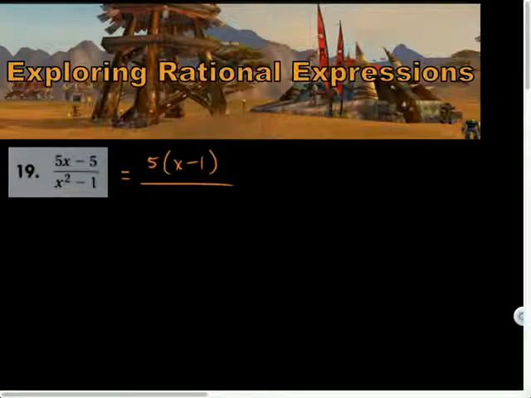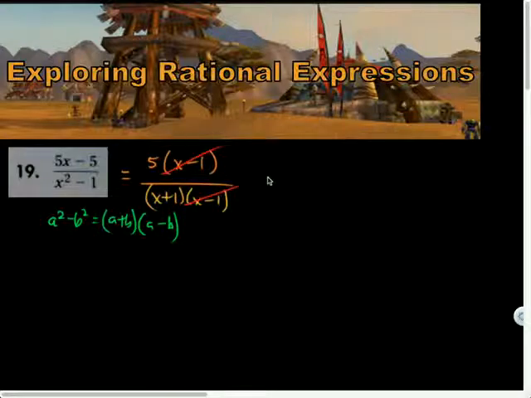X squared minus 1, that is a pattern, friends. A squared minus b squared equals a plus b times a minus b. Sum and difference of squares. So that's going to be x plus 1 times x minus 1. And now I can cancel. Fruit Ninja, whooshing, and I get 5 over x plus 1.